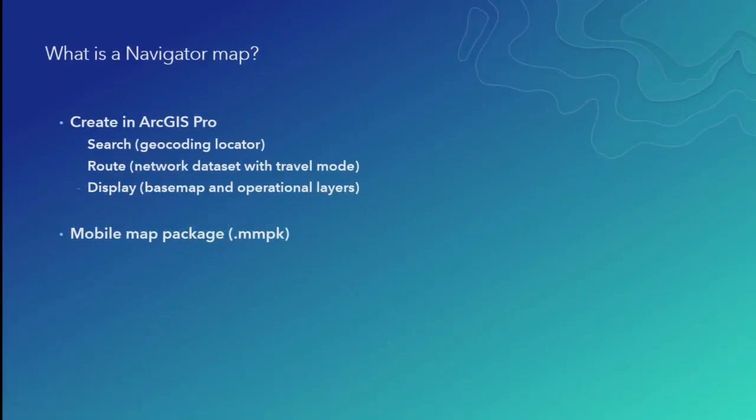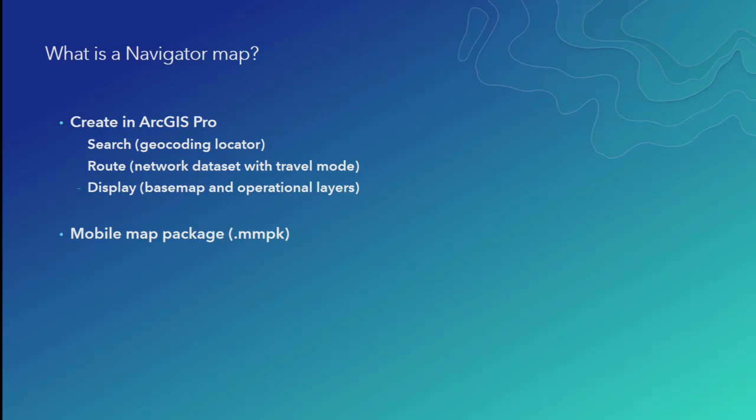So let's transition a little bit and talk about the Navigator maps themselves. And we'll start talking about custom navigation maps. So what is a Navigator map? What the heck is this thing? Well, first off, you can use the Esri provided Navigator maps, or you can create your own. If you create your own, you will do that within ArcGIS Pro.